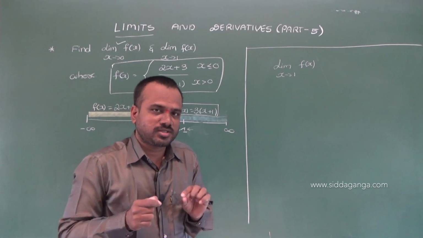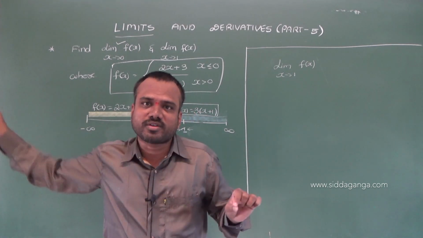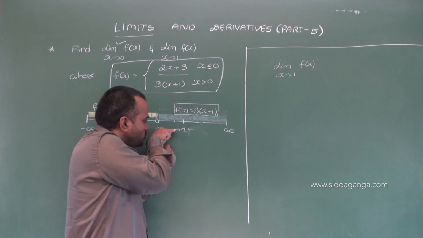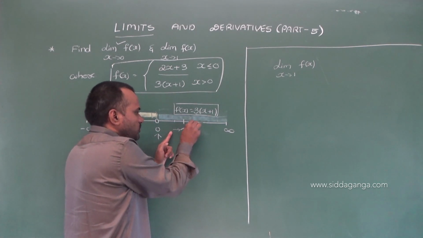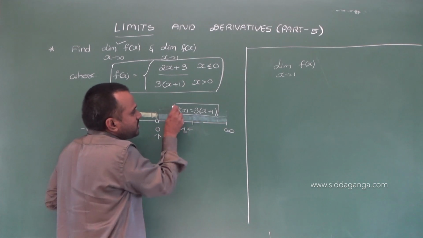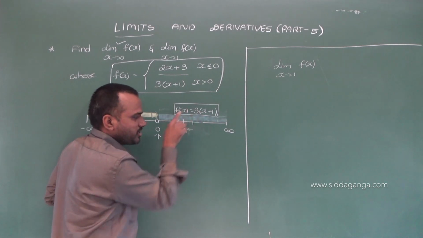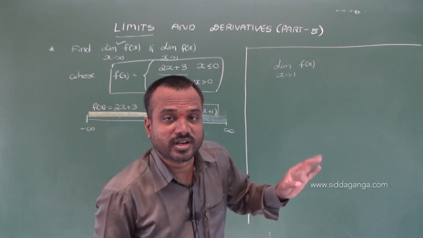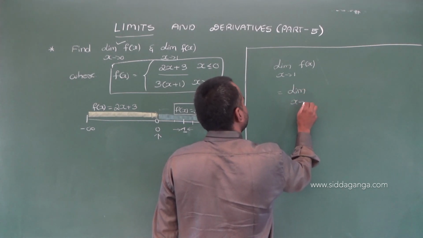If you are approaching, that means the value is very near to that domain, not so far away. So I start from 0.9 approaching 1. I start from 1.1 approaching 1. For those values from the left side or from the right side, the function is the same. Left hand limit is also 3 into x plus 1. Right hand limit is also 3 into x plus 1. No need to find the left hand limit and right hand limit. Just simply we find limit x tends to 1 of f of x.